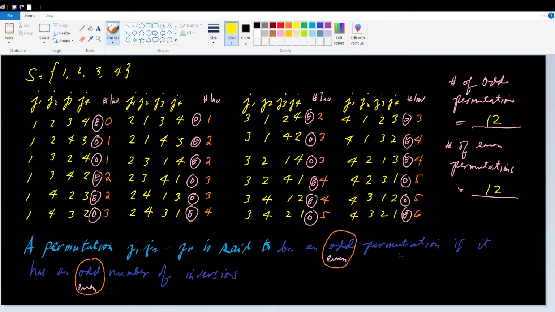Okay, so we can summarize that for S equal to 1, 2, 3 up to n, there will be n factorial permutations. And what else? There are n factorial over 2 odd or even permutations.